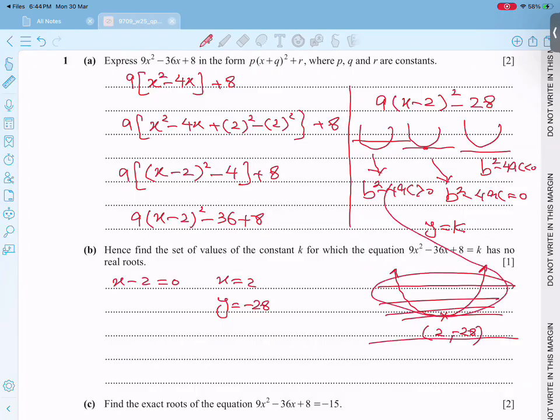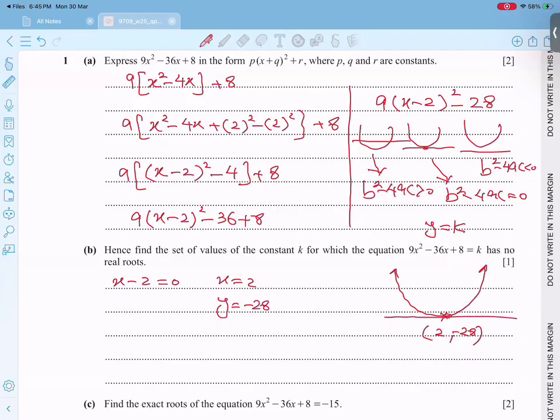So these equations: if it touches, it has one root, a repeated root. But he said no real root. What is the y value here? Negative 28. It means below negative 28, for example a line here, here, or here, will not cut the curve, so no real solution. That is why you can say the k value is less than this number, and I hope you got the 1 mark answer. So our main concern is the y coordinate of the turning point. I hope the concept is very clear.